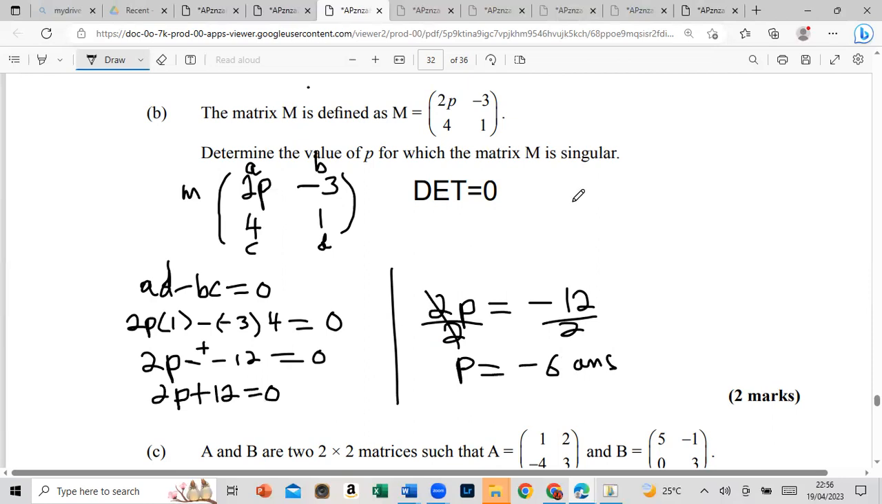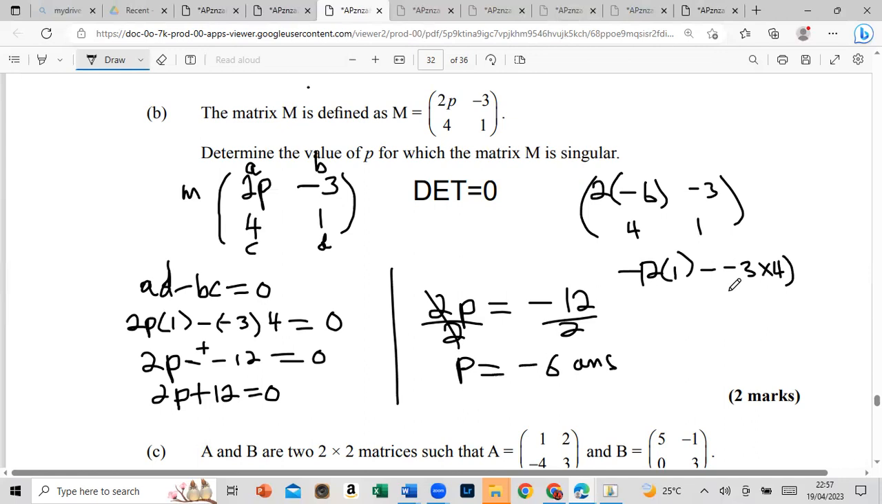Let us check. So it's 2p, so it's 2 times negative 6, negative 3, 4, and 1. Let's see if this works out to 0. 2 times that will give us negative 12. Negative 12 times 1, minus negative 3 times 4.